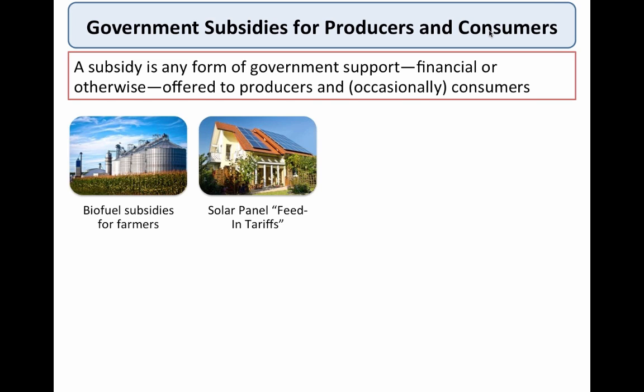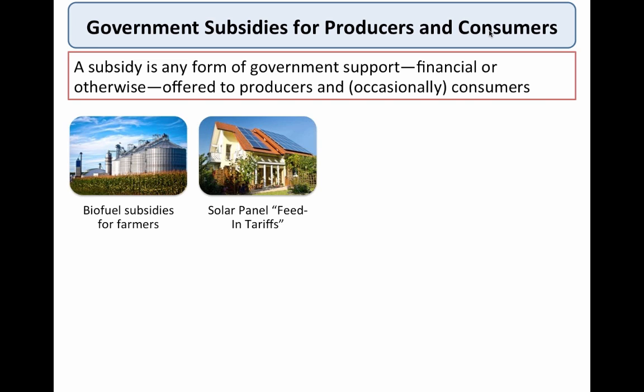Here are two environmental subsidies. Top left is the subsidy often offered by several governments to farmers to grow biofuel, hopefully as a sort of alternative to petroleum. The US government, for example, offered quite generous biofuel subsidies for farmers. On the other hand, a subsidy for consumers, the so-called feed-in tariff.